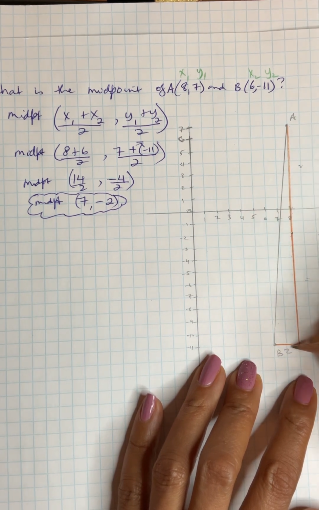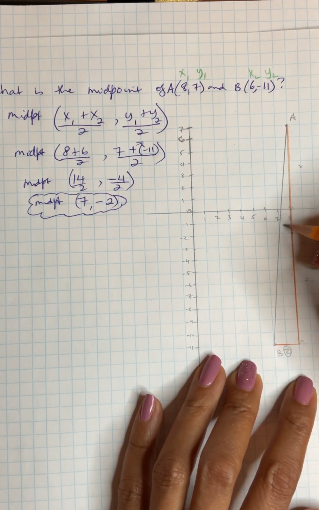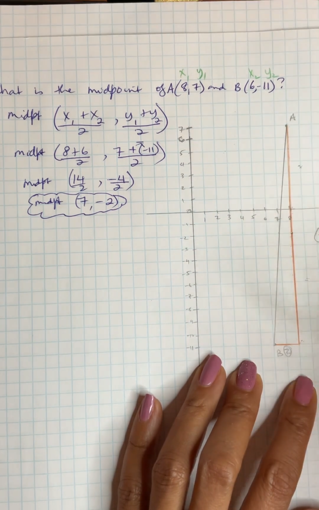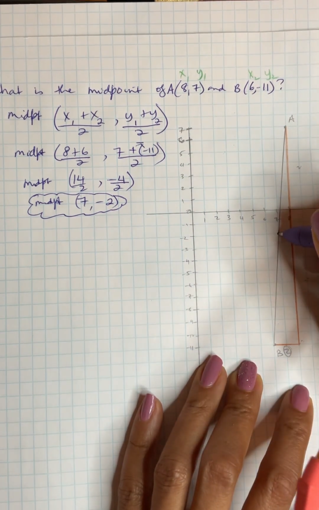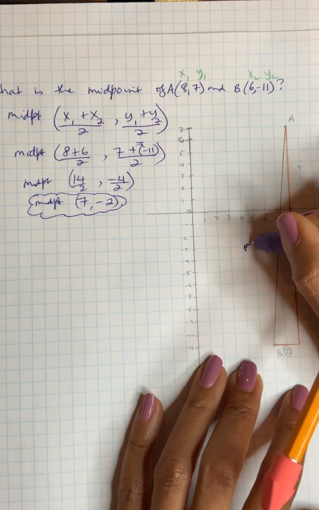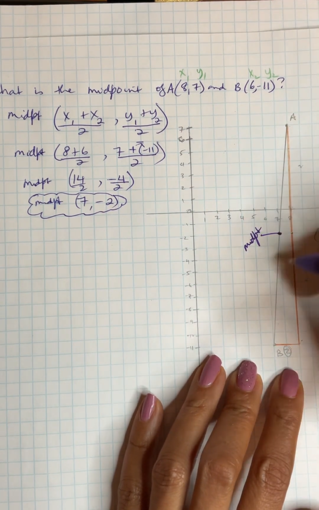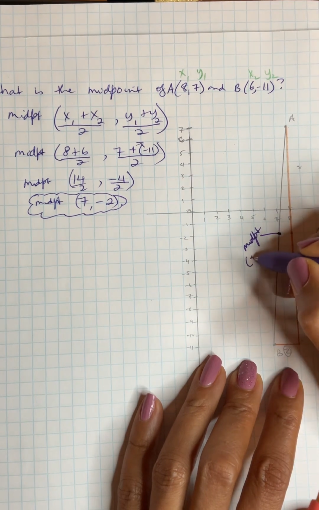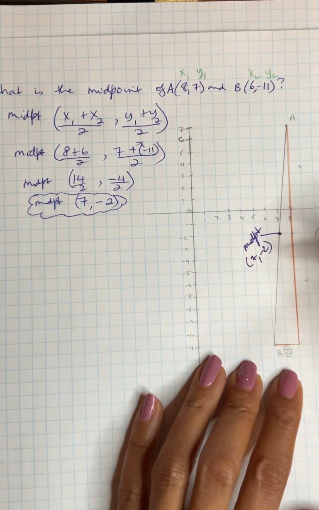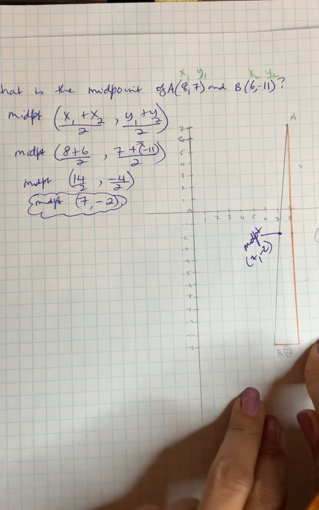And then this is 2 units across. Half of that is just 1. So our coordinate is right here. Our midpoint is going to be right here. This is our midpoint. So 2 ways of doing it, and your midpoint right there is going to be at 7, -2. So that's one way of finding it out.